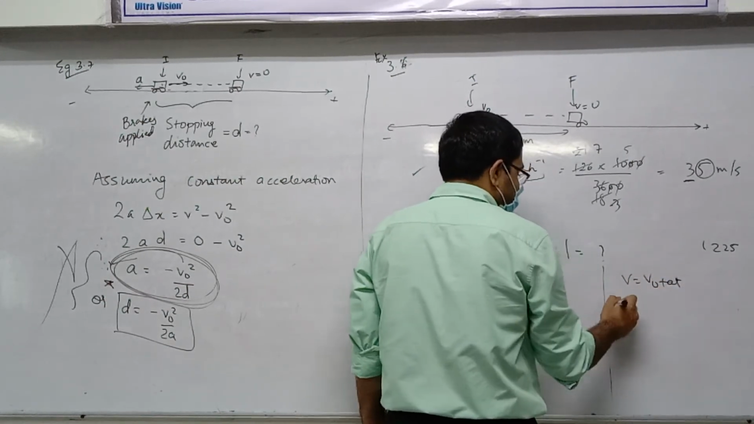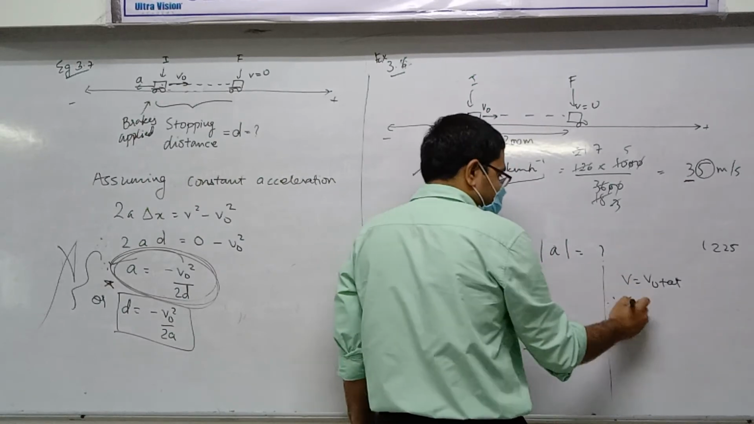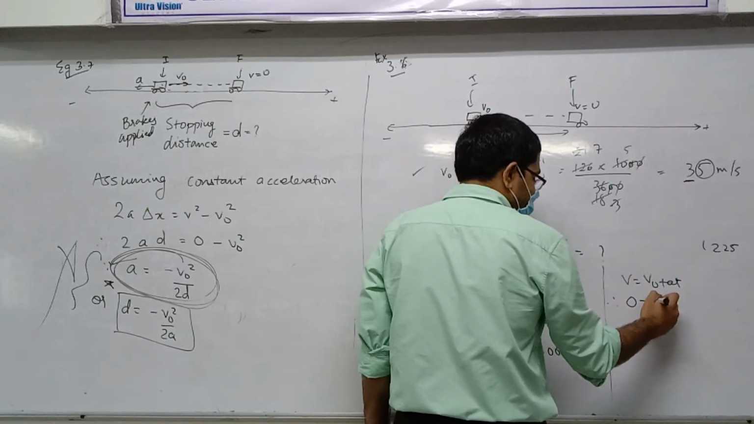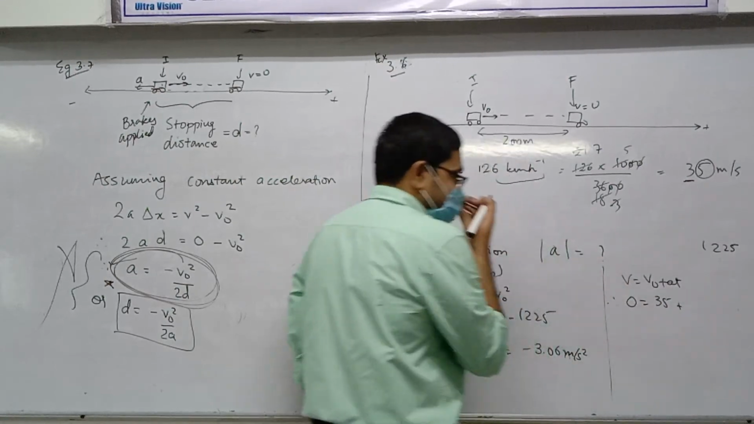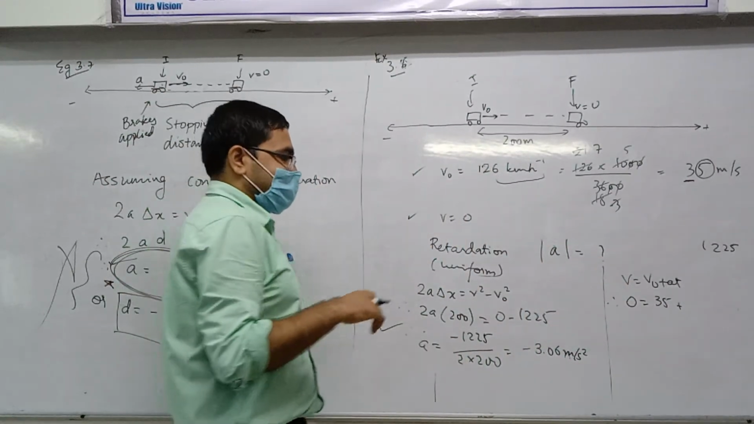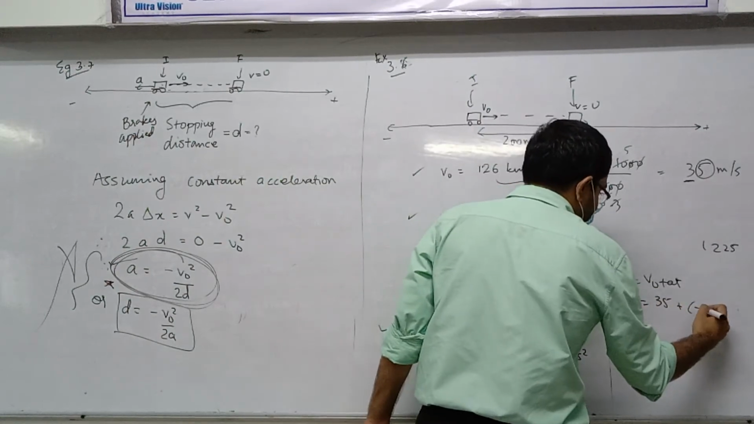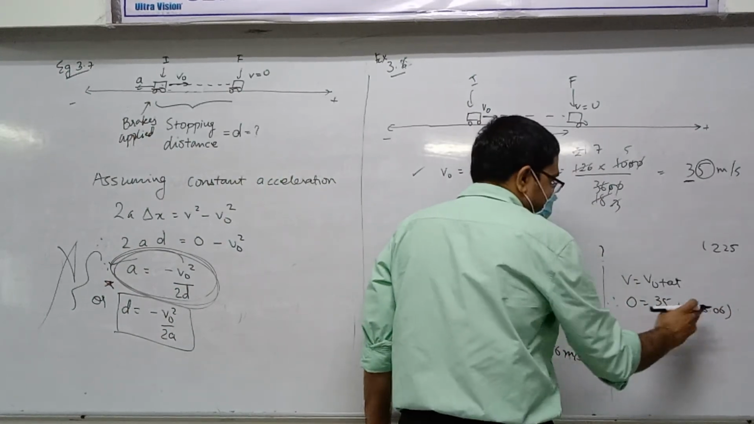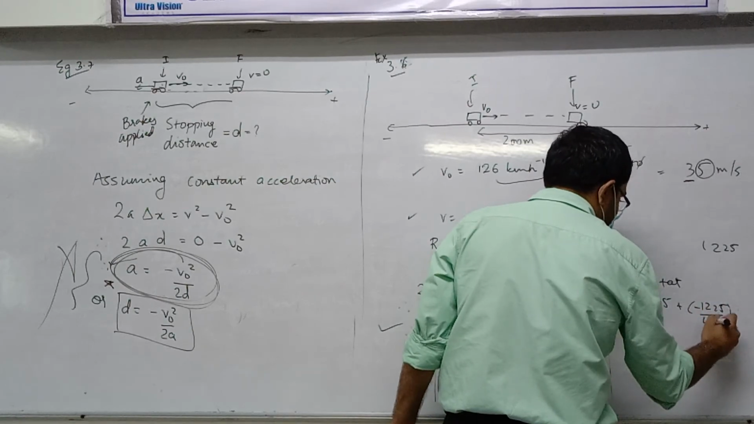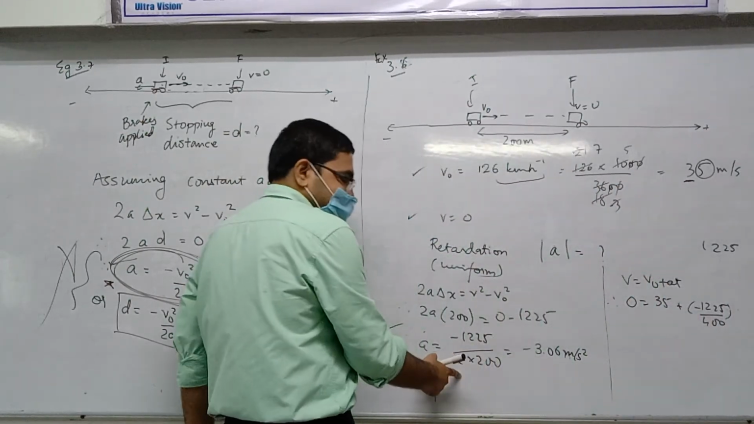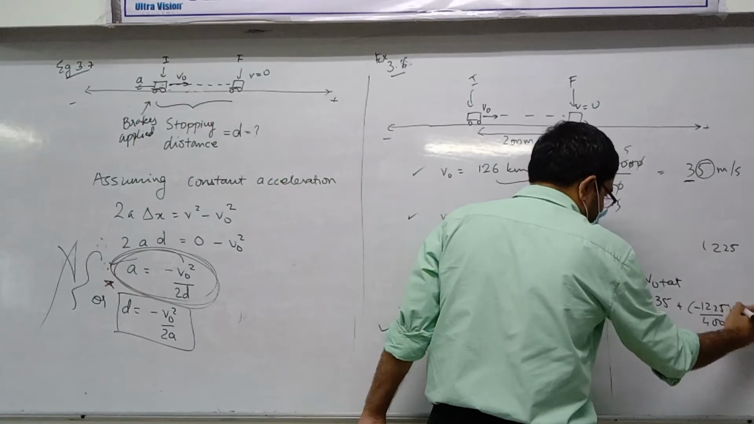V equal to V0 plus at. Okay, what's the final velocity? Zero. Initial velocity? 125/3.6, that is 35. Okay, plus acceleration? Minus 3.06. Or, if you don't want to divide, you can write it as 125 by 400. Alright? Yes. Okay, and t we have to find.